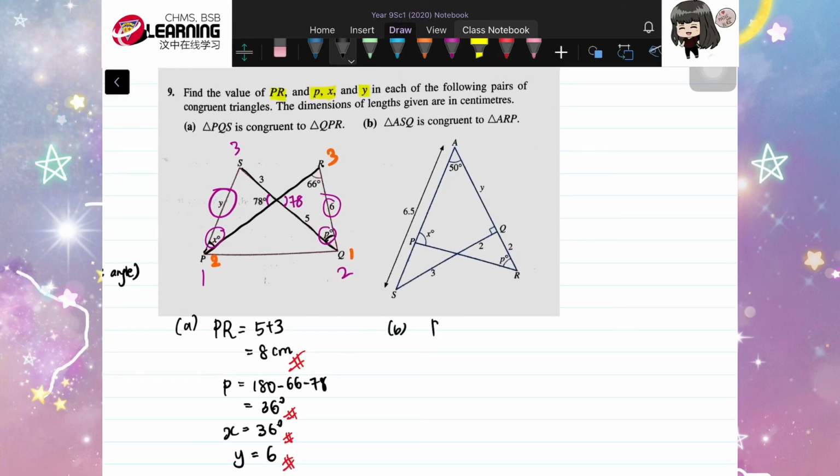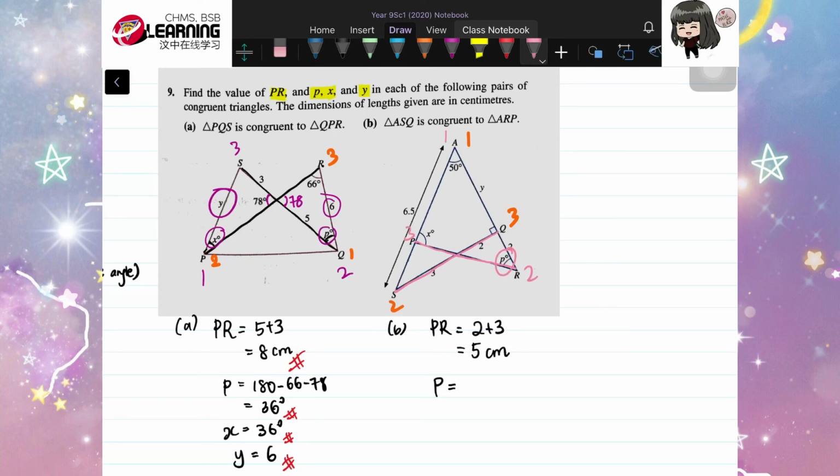Okay. Part B. Finding the same thing, PR. Okay, let's look at PR again. Numbering first. So ASQ is congruent to ARP. So finding PR. PR is over here, 3, 2, so it's the same as QS, 3, 2 also. So it's 2 plus 3, which is 5 centimeter.